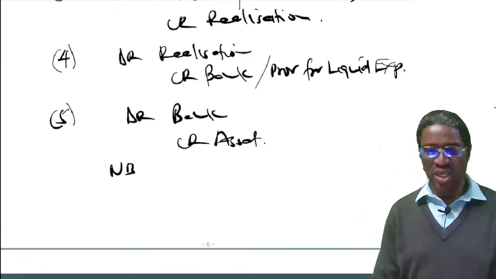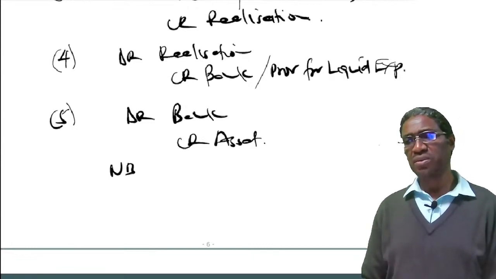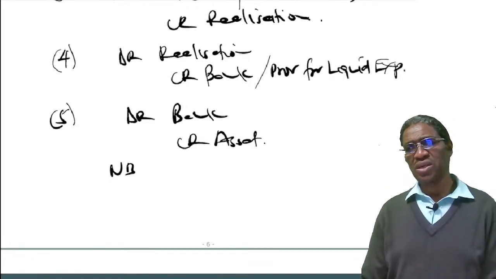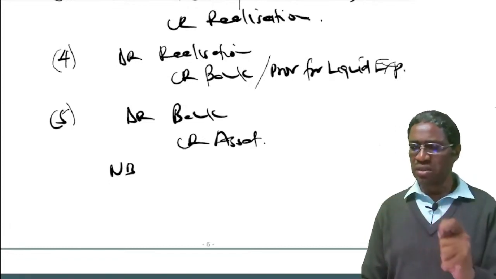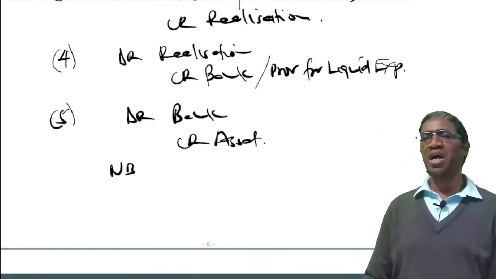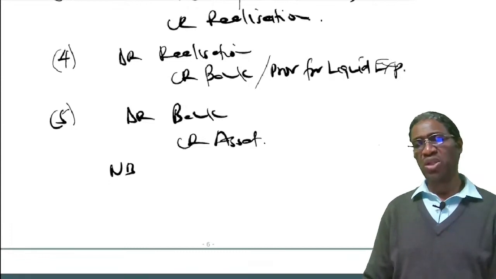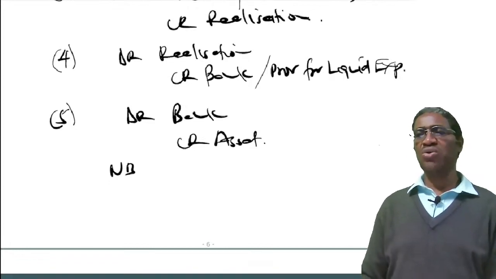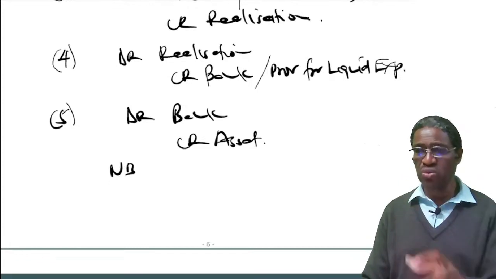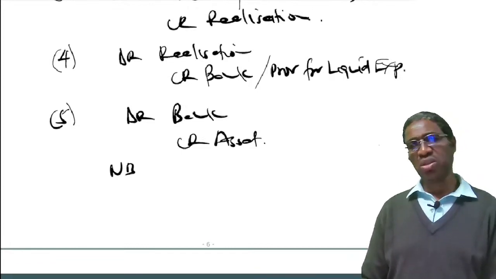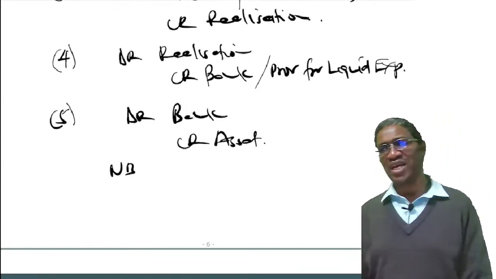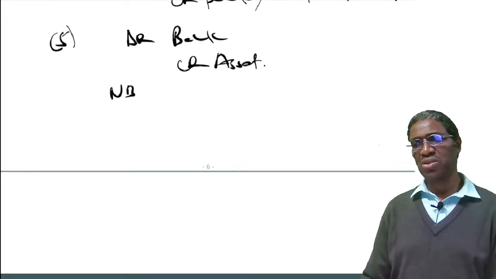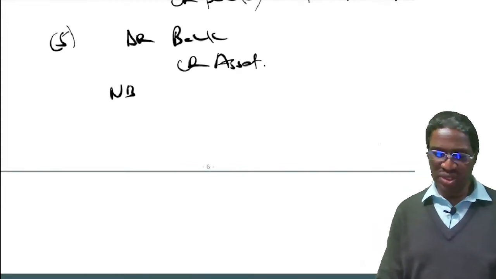NB below there: with the balance in the asset account being either a gain or loss on disposal, transferred to the realization account. Good. So that's number 5.